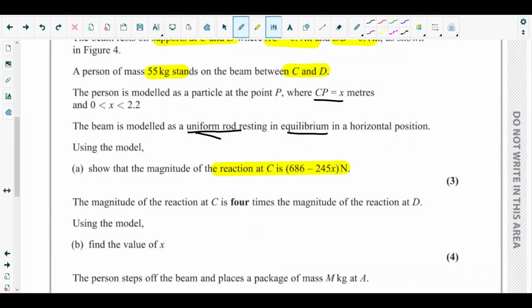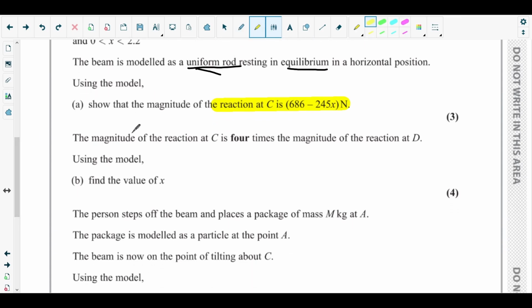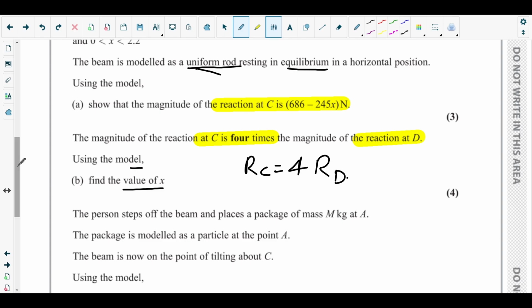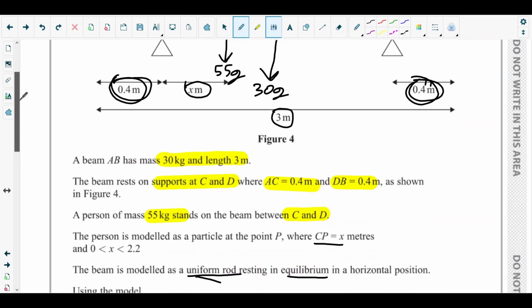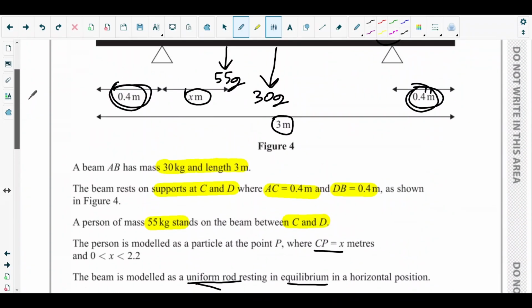Okay, next is part B. For part B, they are asking, they said here the magnitude of the reaction at C is 4 times the magnitude of the reaction at D. That means reaction at C is 4 times the reaction at D. We need to find out the value of X. So in order to find the value of X, what can we do?